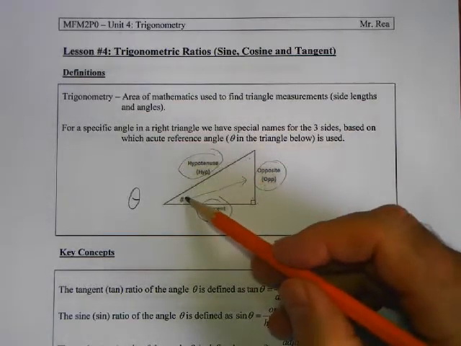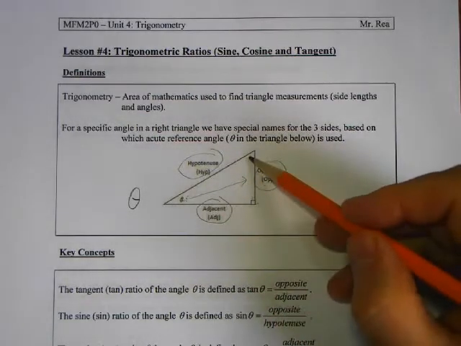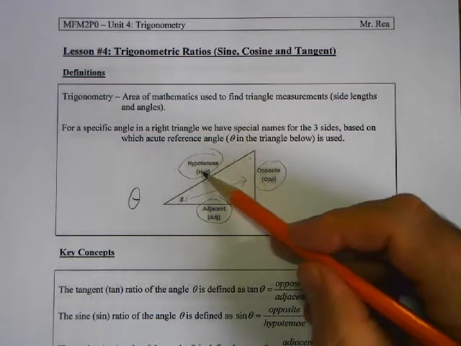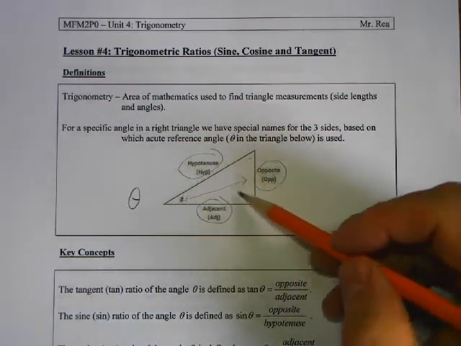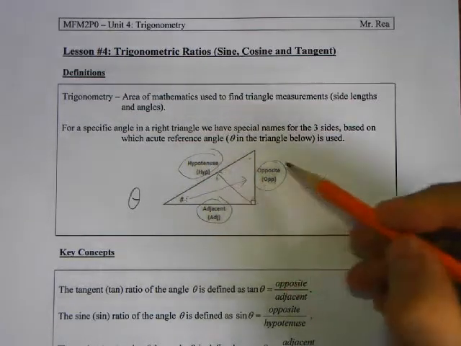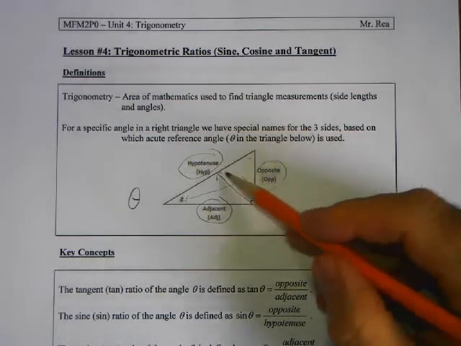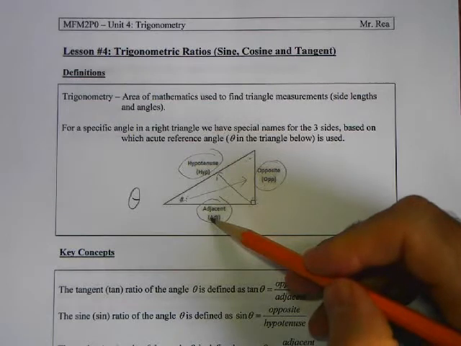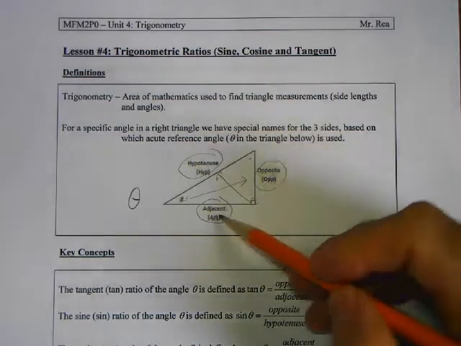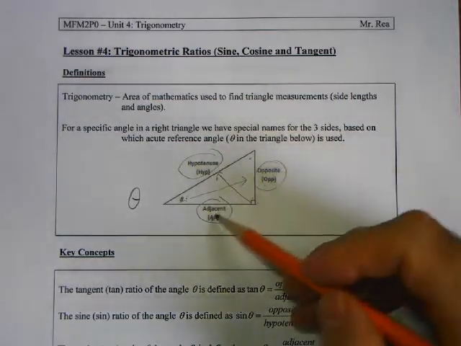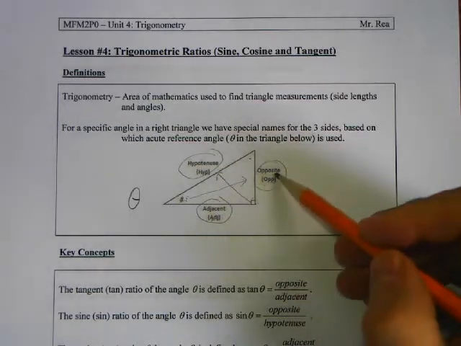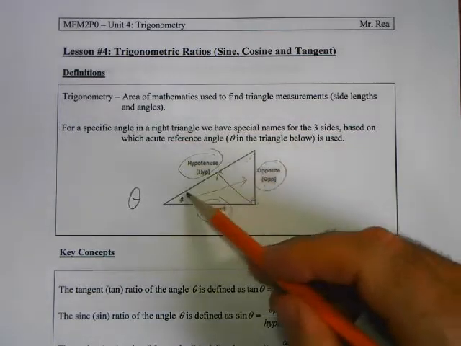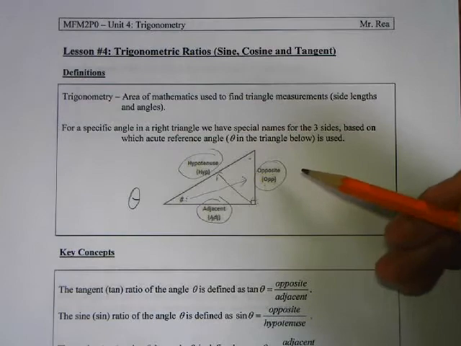Now, if this picture was different, if that theta was up in this corner, well, this would still be the hypotenuse because it's still opposite the 90-degree angle. But if that's the angle I'm looking at, now this is the opposite side and this becomes adjacent. So these two, opposite and adjacent, will flip names depending on which of these two angles I'm interested in.